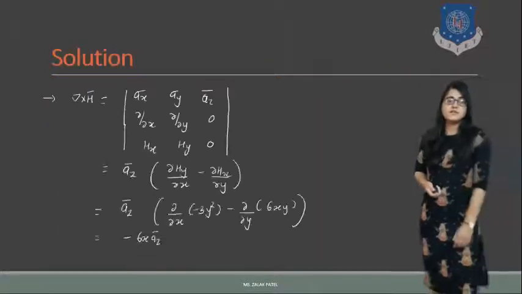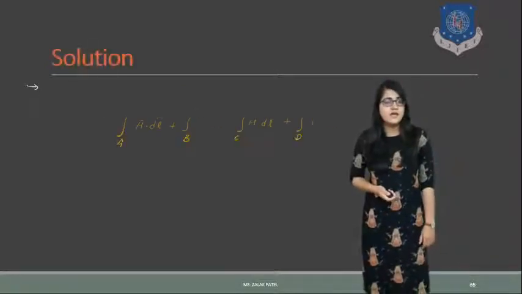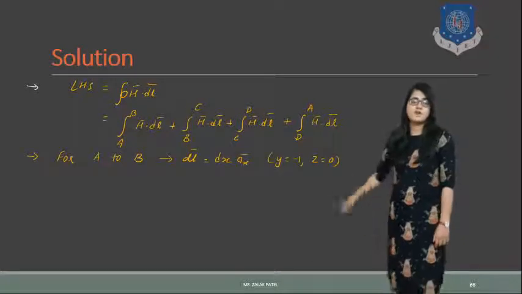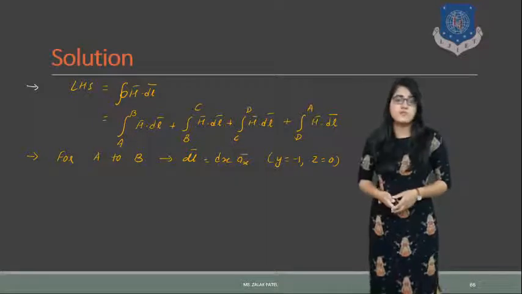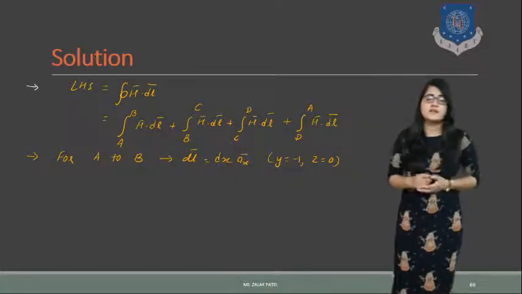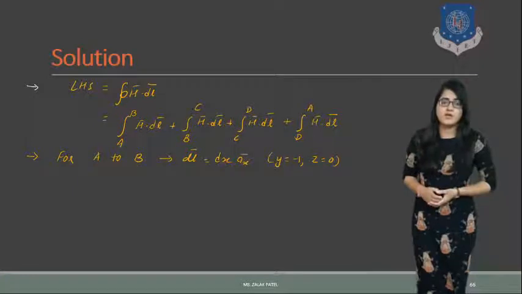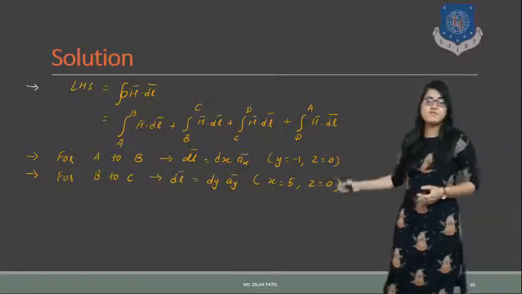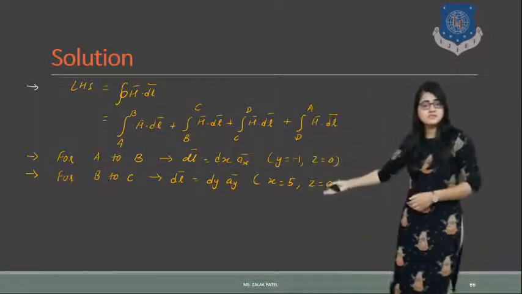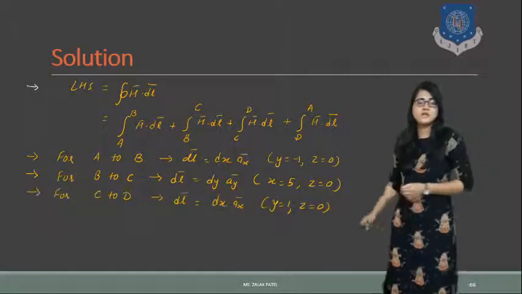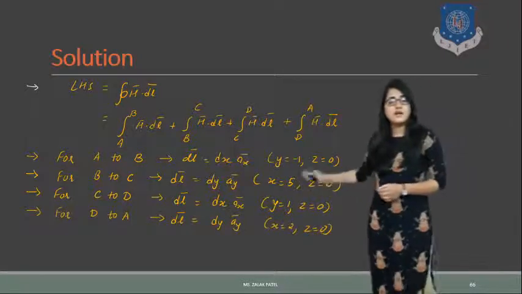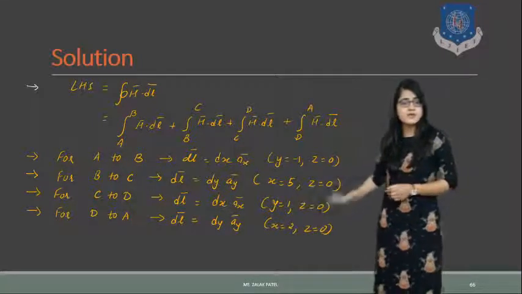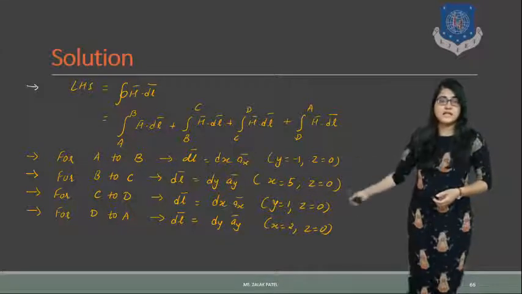Okay, so let's do the first integral, that is the integration from A to B of H dot dl. For A to B, as I said, the x-axis is changing, that's why dx, and before that y equal to -1. For all the four cases, z equal to 0, because that is given in the problem statement. Now for B to C, y is changing but x is constant, x equal to 5. For C to D, x is changing but y is constant. Same way for D to A, y is changing but x is constant, that is 2. So this is how you have to take the limits of integration.